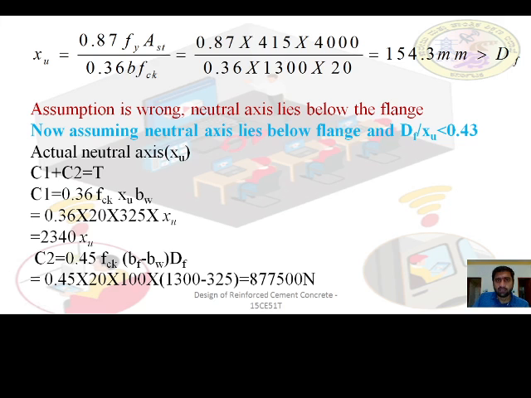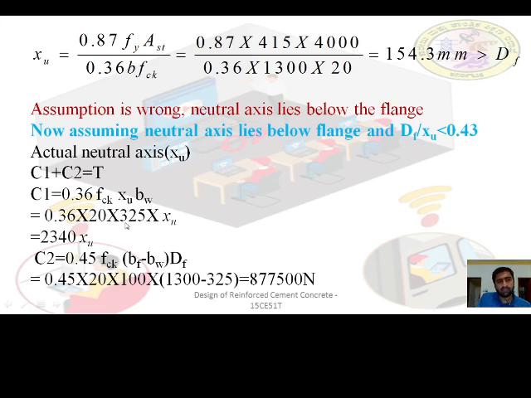In order to find the real value of XU, you will use this relation: C1 plus C2 is equal to T. Compression force 1, that is the web, plus compression force in the remaining part of the flange is equal to tension force. C1 is given by 0.36 FCK XU into BW. You can see page number 96. By little modification you can get the value of the C1 formula there only. So 0.36 FCK, FCK is 20.